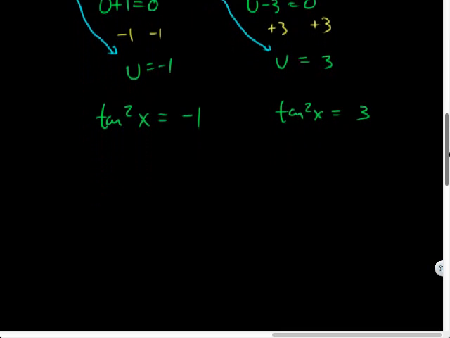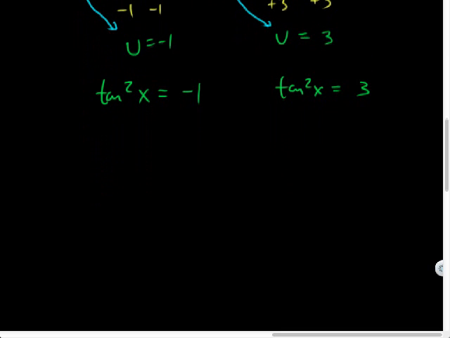So tan squared x, how do I get tan x by itself? How do I get rid of the square? Root both sides, plus or minus, don't forget it. Hey, it's the same step over here. Oh, yeah, on this left-hand side, I'm going to get tan x is equal to plus or minus i.